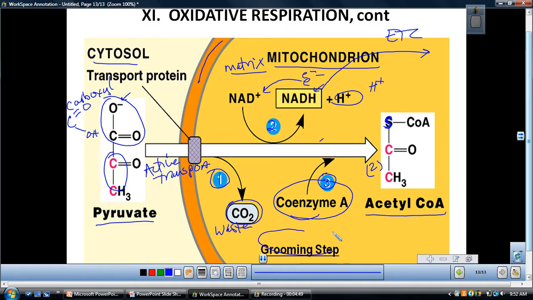This is known as the grooming step. What it accomplishes is the oxidation of this, which means the extraction of electrons. We also lost the carbon dioxide as a waste product, and now we have this acetyl-CoA that is ready to go to the Krebs cycle. Okay? All right.